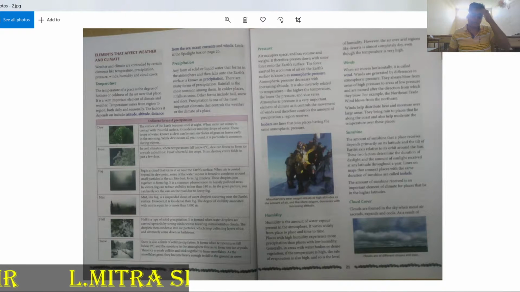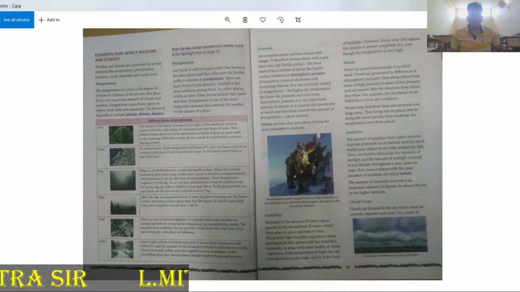So temperature of a place is the degree of hotness and coldness of the air over that place. So what is temperature? Degree of coldness and hotness. On the basis of this we can say these are hot temperatures, these are cold temperatures. It is a very important element of climate and weather.